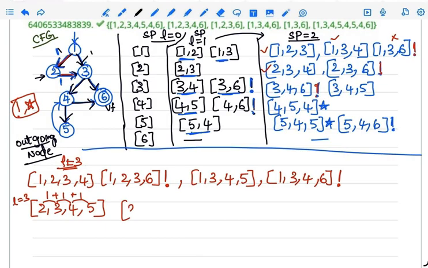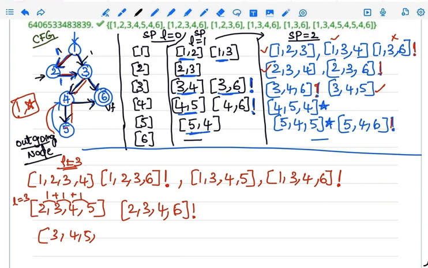Next, extend 2, 3, 4, 6 also. And 3, 4, 5 and 4: it's not a simple path. 4 is repeated. So only these are the simple paths and they cannot be extended. There is no simple path with 3, 4, 5, 4. So if we consider 3, 4, 5.